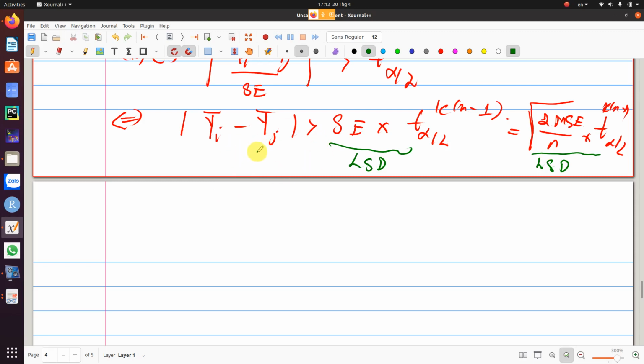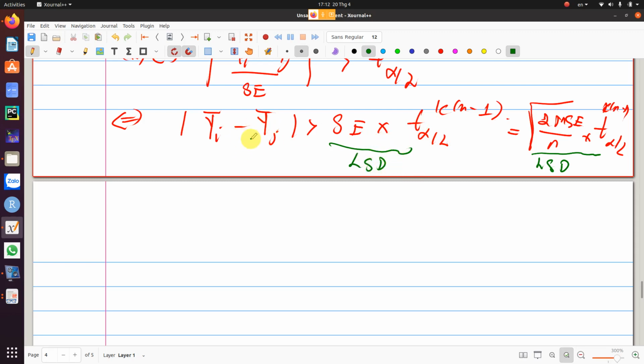So what does it mean? We can recognize that LSD actually is just a constant, because HE you calculated from the data. t_{k-1, alpha/2} is the critical value of the Student distribution. We found it from the table. So LSD is just a constant, so you can calculate it only one time.